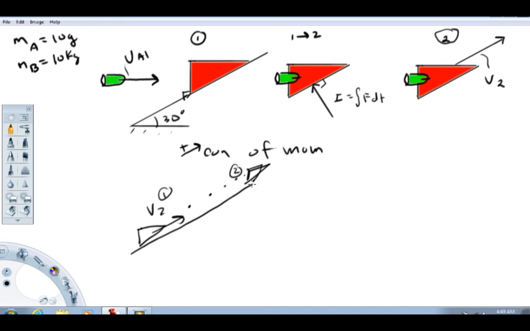And by the way, when you do the potential energy term, the height you need can be written as d sine theta, where this angle is theta. So that should be enough to get you through that problem. So enjoy.